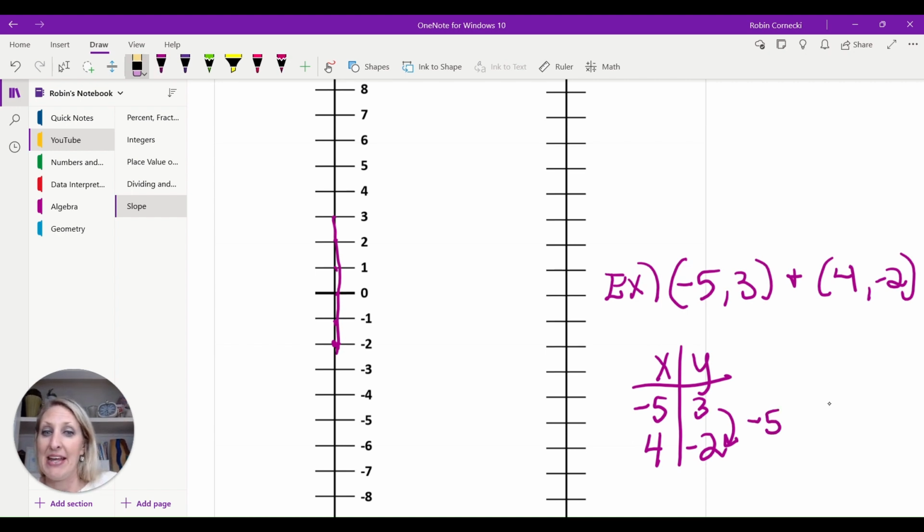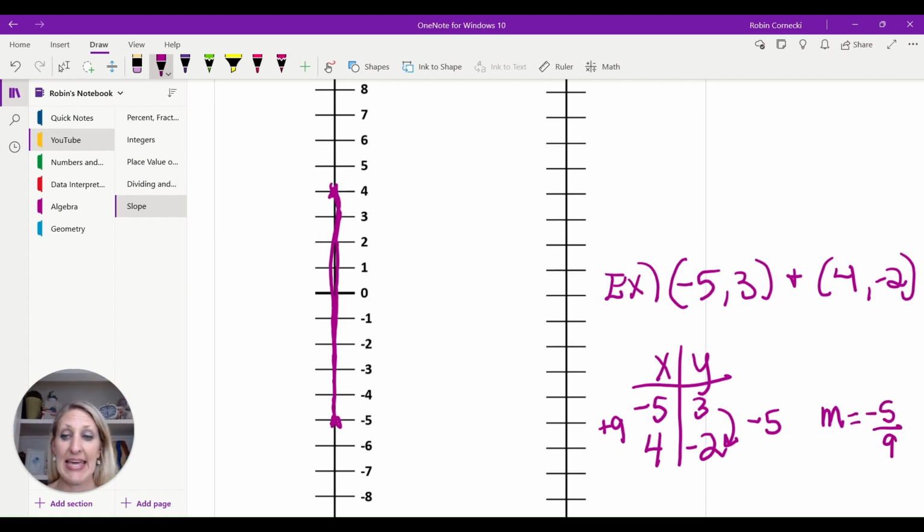And then from -5 to 4, I'm going up 9 units: 1, 2, 3, 4, 5, 6, 7, 8, 9. So that's going to be a +9. So my slope is -5/9. That can't simplify anymore. If it could simplify, we would simplify by the greatest common factor.